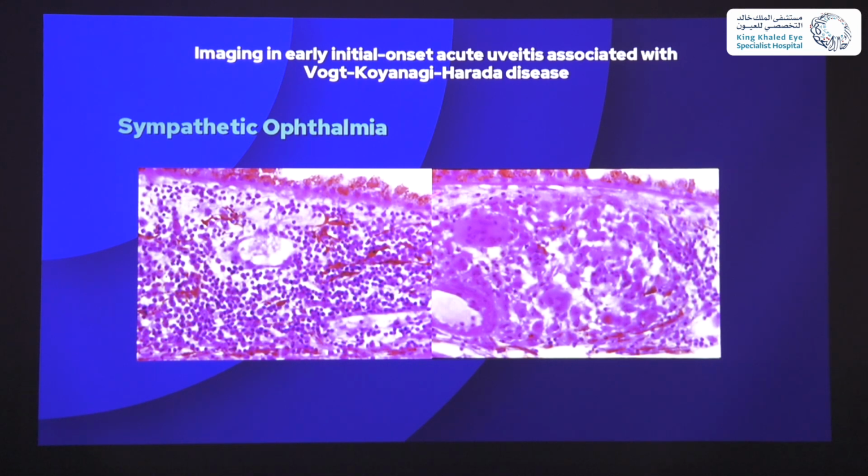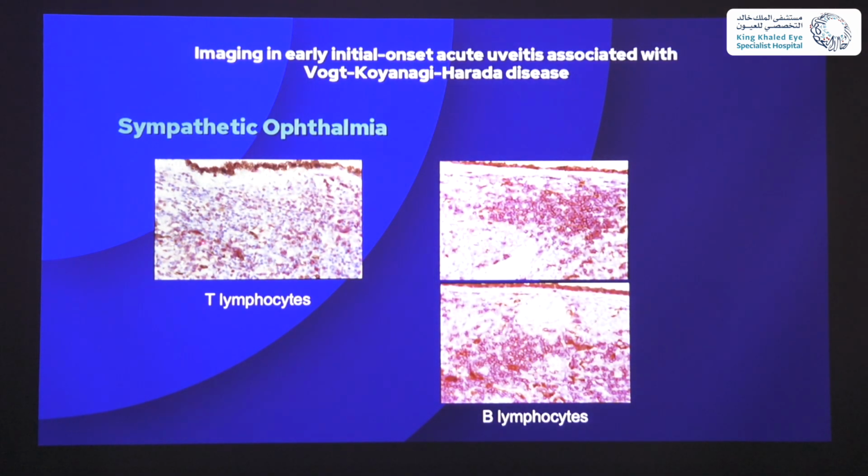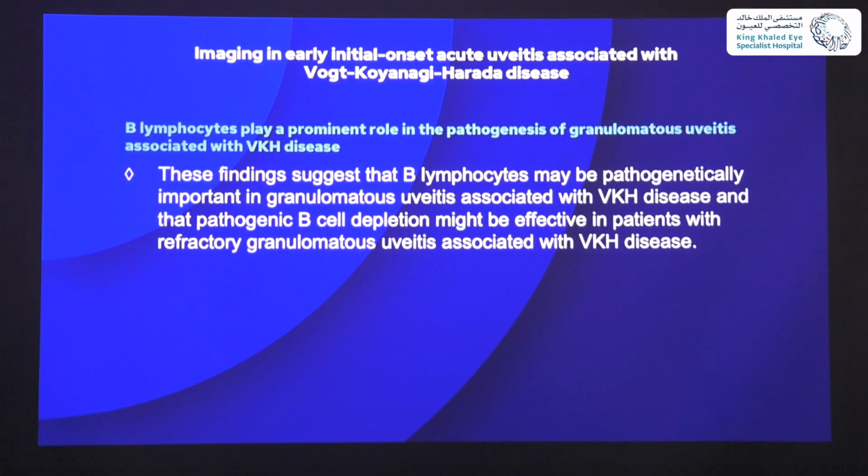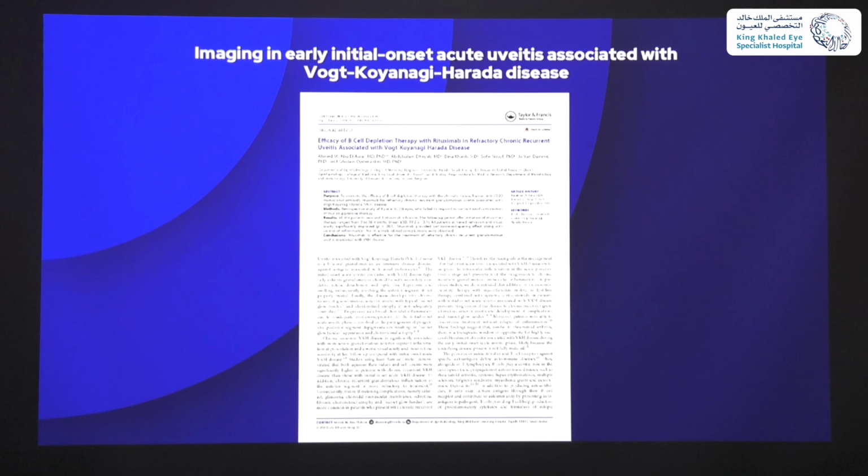You can see how the choroid is thickened with granulomatous inflammation. You can compare: this is staining for T cells and this is staining for B cells. You can see that the number of B lymphocytes is more than T cells. Again, this is another proof that B lymphocytes are involved in the immunopathogenesis of VKH, and that depleting B cells with B cell depleting therapy such as rituximab, which targets CD20, a marker on B cells, will be effective. Then we published the first trial of using rituximab to treat patients with chronic recurrent VKH who were not responding to conventional treatment.